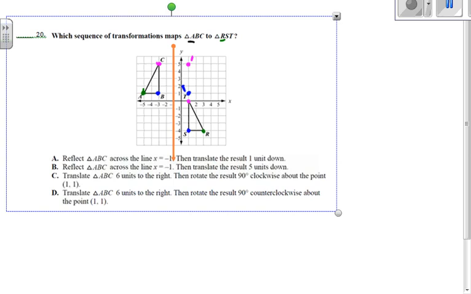1, 2, 3. Wait, did I count that right? Hold on. 1, 2, 3, 4. Yes, I did. Okay, that's your first stop. So that one would maybe. Then translate 1 unit down? No, it's down a lot more. To get from pink to pink, you'd have to go down 2, 4, 5. So reflect around y equals 1, then translate 5. There it is. The answer is B.